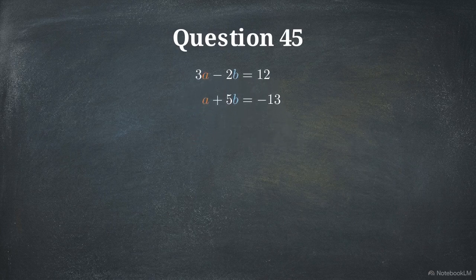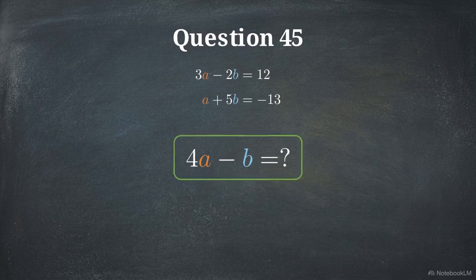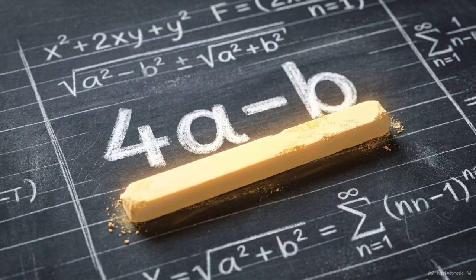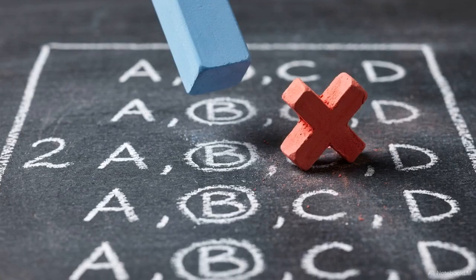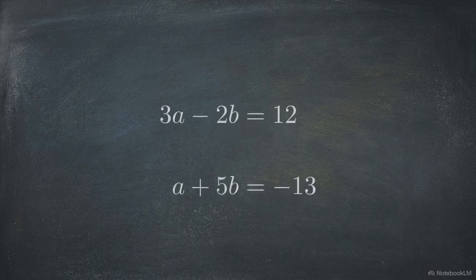But finding a and b is only the first half of the work. The question actually requires us to find the final value of this separate expression, 4a minus b. Highlighting your final target before you start calculating ensures you do not stop halfway through the problem and select an option that only reflects a partial answer. We will use the elimination method.